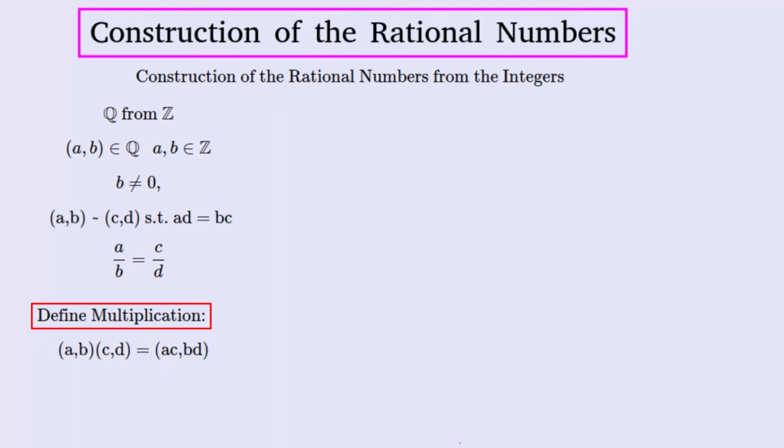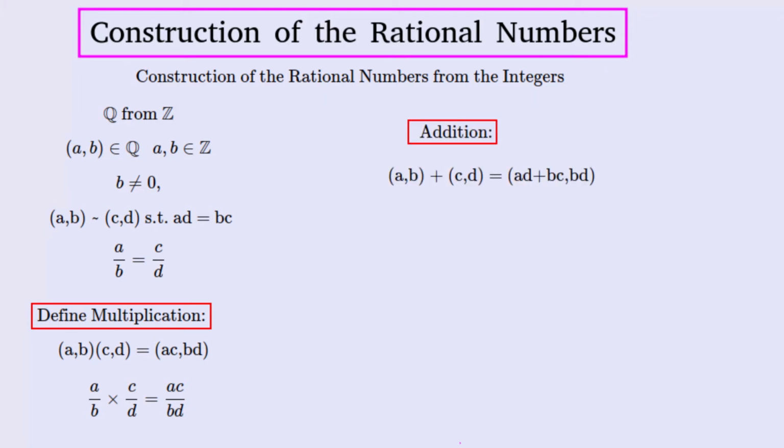So now to define multiplication in this set. These two ordered pairs multiplied together are equal to this ordered pair. It is based on this multiplication between these two fractions that they represent. And now we can define addition to be this, which looks more complicated than multiplication. It is based on the addition of these two fractions.